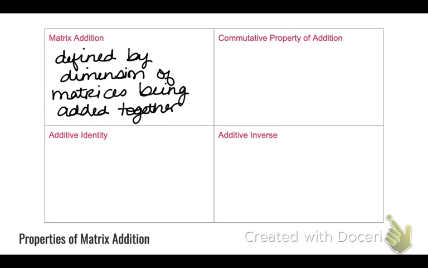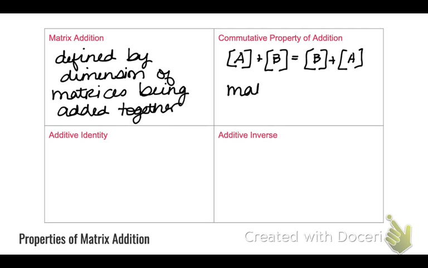The commutative property of addition for matrices: if I were to take and add matrix A to matrix B, it would look the same as matrix B added to matrix A. So just like numerical integers and their commutative property of addition, matrices follow that same commutative property.